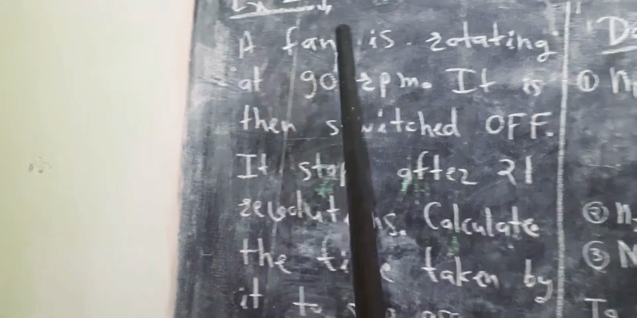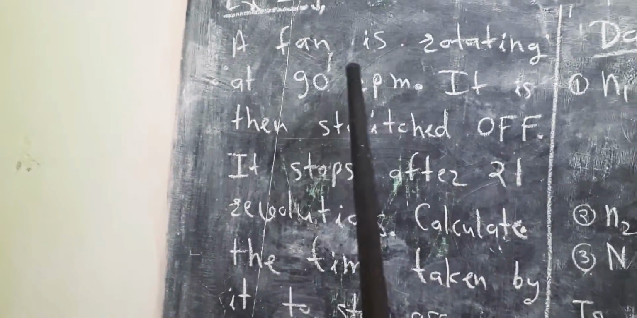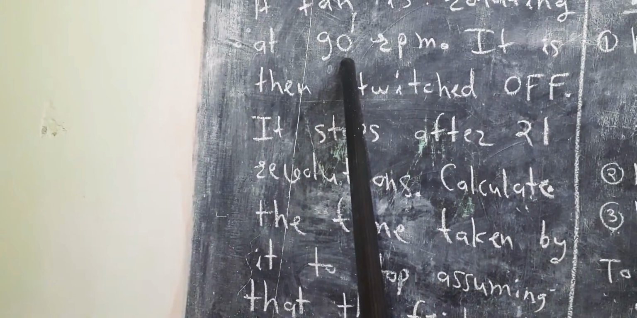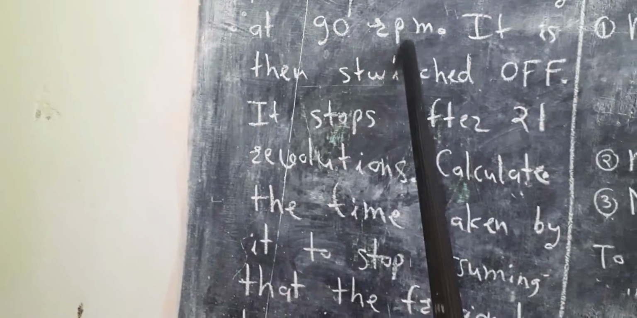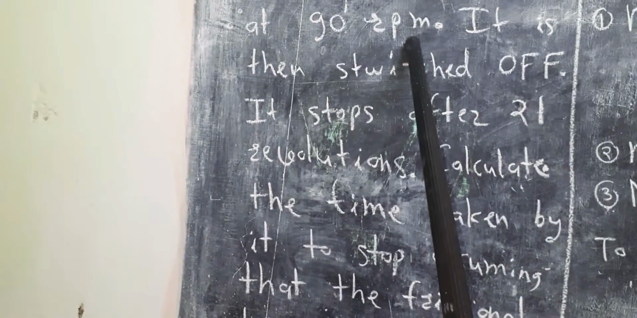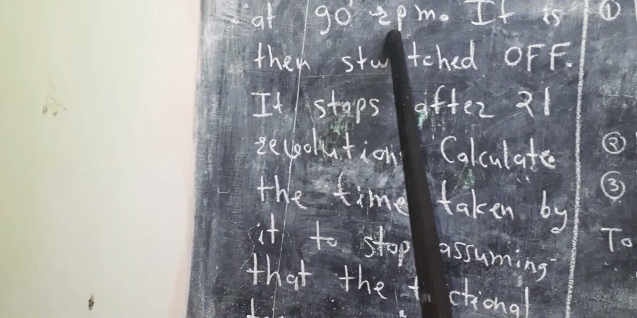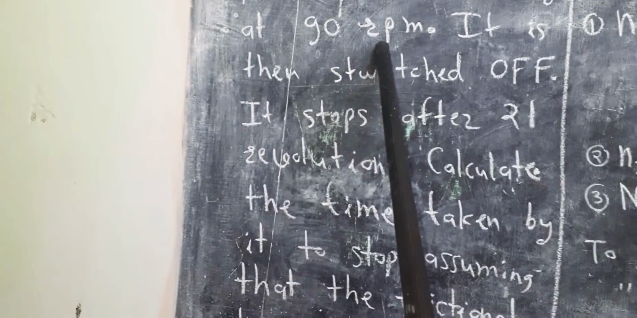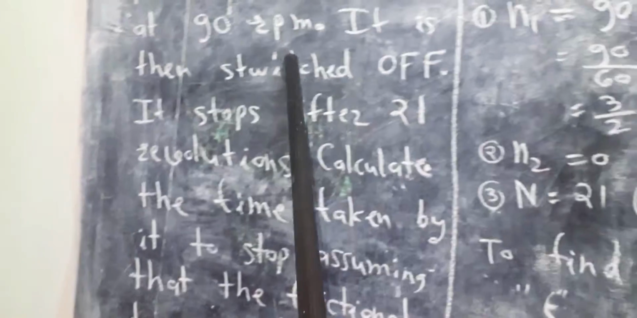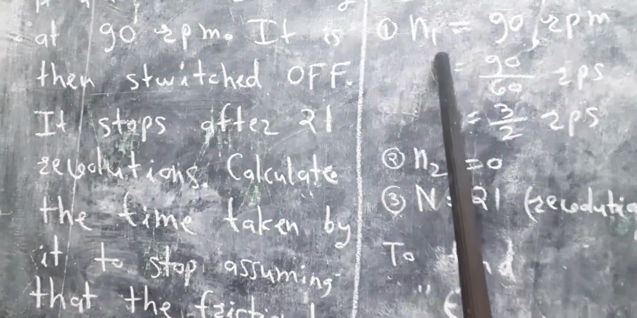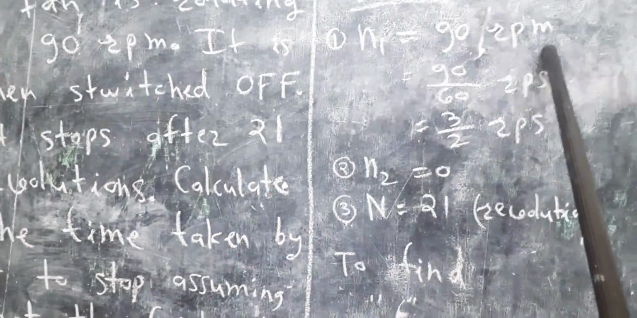A fan is rotating at 90 rpm. That means the initial value of revolutions is 90 rpm. So this rpm is a unit of frequency. So we consider we are given the initial frequency of the fan, that means the body, is 90 rpm. So we consider initial means 1. N1 is equal to 90 rpm.